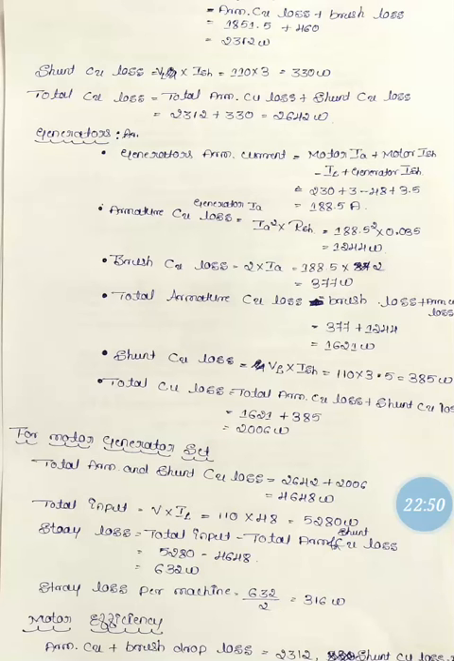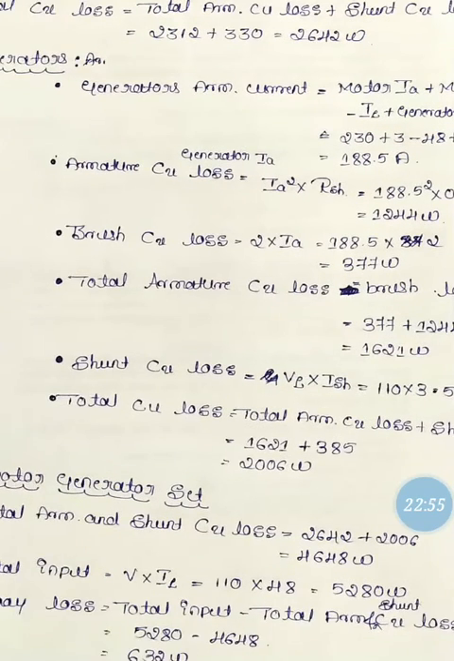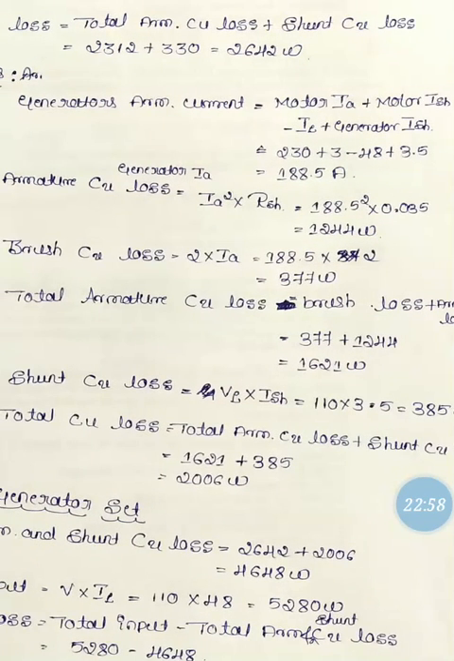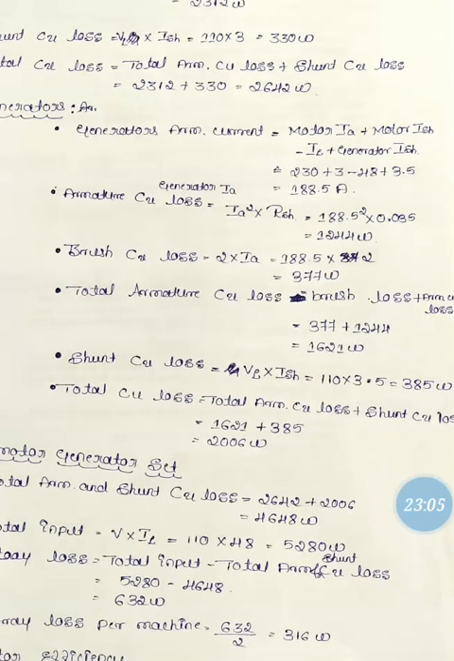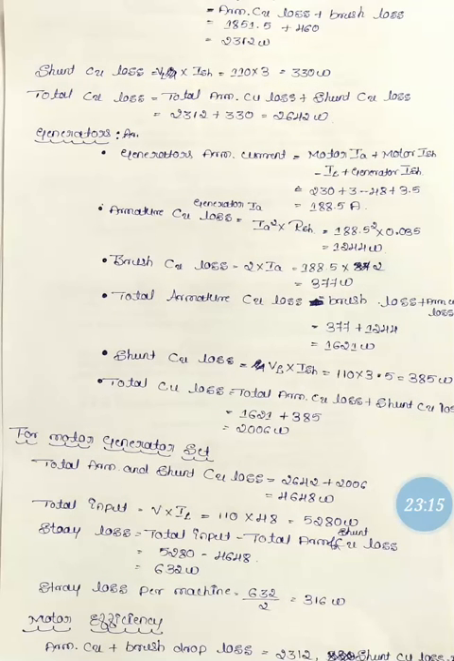Then the armature copper loss is calculated as Ia square into Ra. Here we consider 188.5 square into 0.035, and we get the armature copper loss as 1244 watt. Then the brush copper loss is calculated as 2 times Ia, because there are 2 terminals: 188.5 into 2 gives 377 watt. Then the total armature copper loss is the sum of the brush loss and the armature copper loss calculated above. Taking these two sum, we get the armature copper loss as 1621 watt.